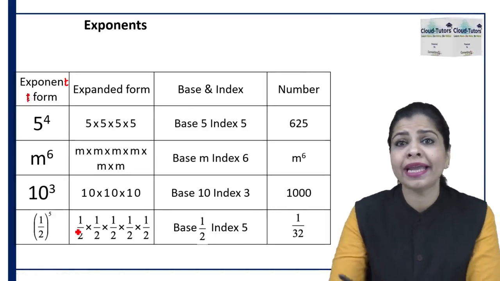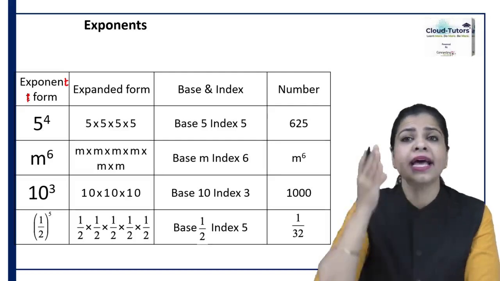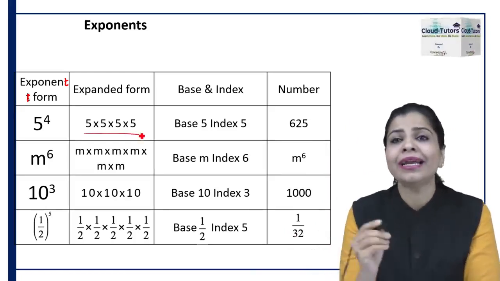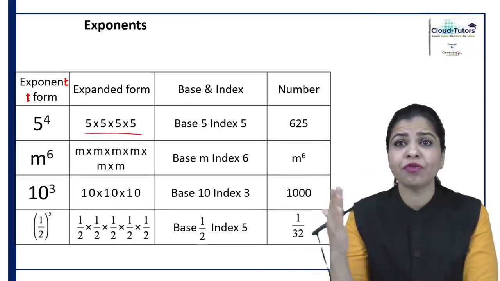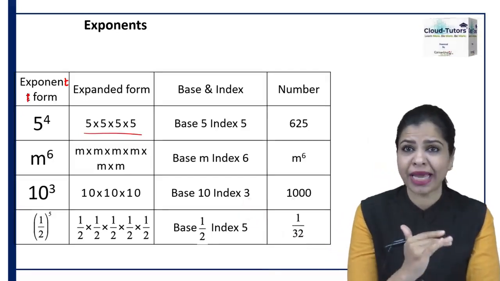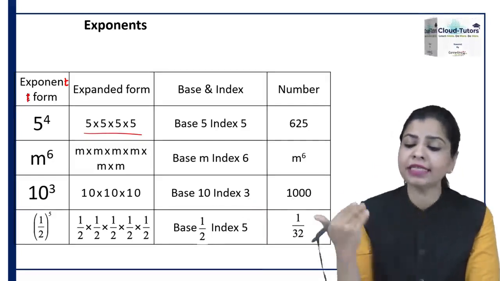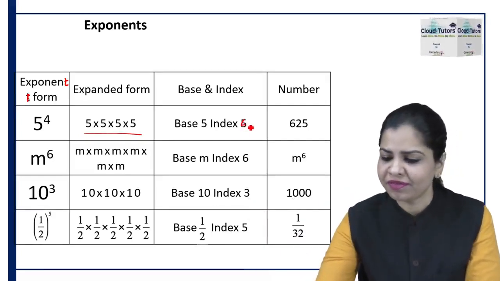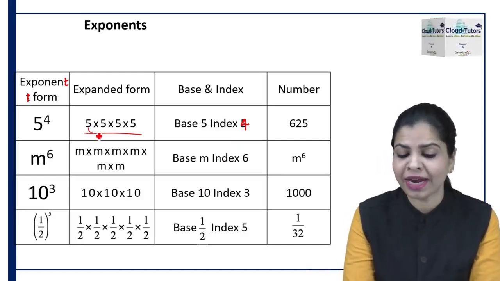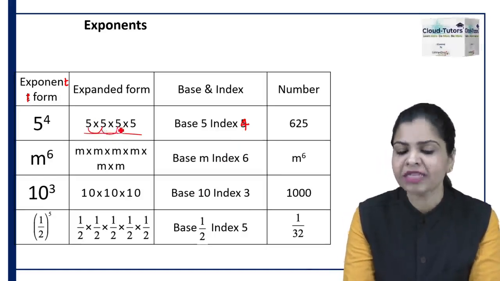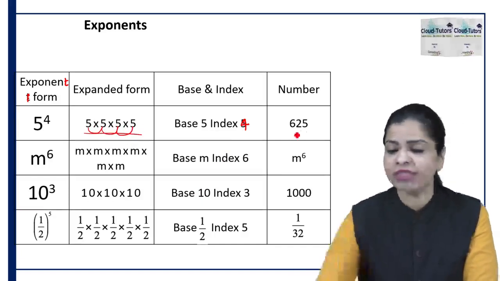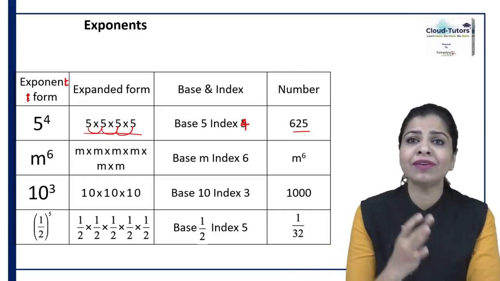Now, exponent form is this, wherein you write the base and then the power. And expanded form is wherever you are writing in the multiplication form, 5 into 5 into 5 into 5, 4 times. If they have asked you to identify the base, that is 5, and your index is 4, not 5. It has to be 4. And the number, when you multiply this, 5 into 5, 25. 25 5s are 125. 125 5s are 625. So this is the numerical form of the given exponent.